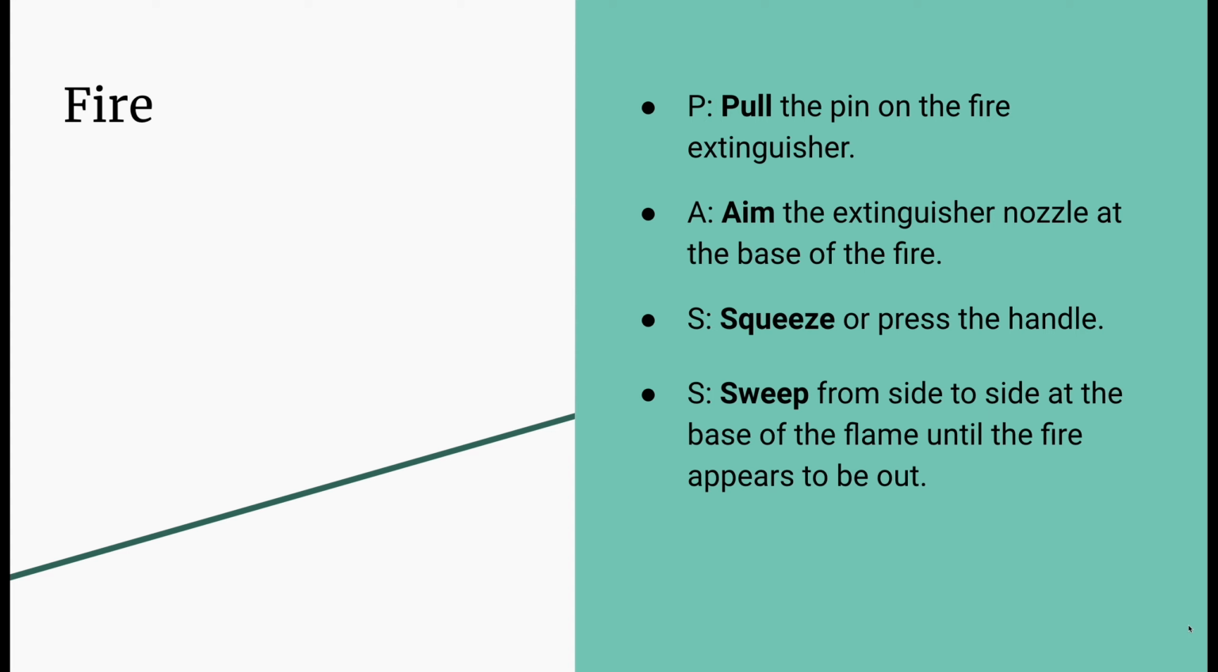P. Pull the pin on the fire extinguisher. A. Aim the extinguisher nozzle at the base of the fire. S. Squeeze or press the handle. S. Sweep from side to side at the base of the flame until the fire appears to be out.